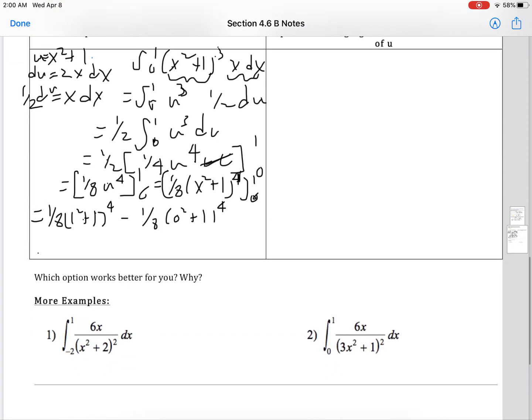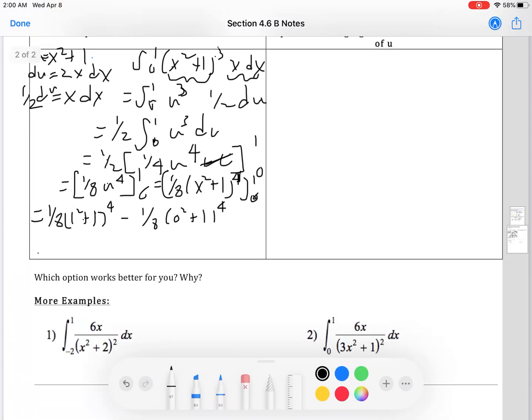At this point, you could just go to your calculator. If you got to this point, you did all the calculus right. It's just a matter of crunching the numbers in. But if I'm evaluating these individually, I get 1/8 times 2 to the 4th minus 1/8 times 1 to the 4th. So this is going to be 16 over 8, which is 2, minus 1/8. So that's going to be 15 over 8.